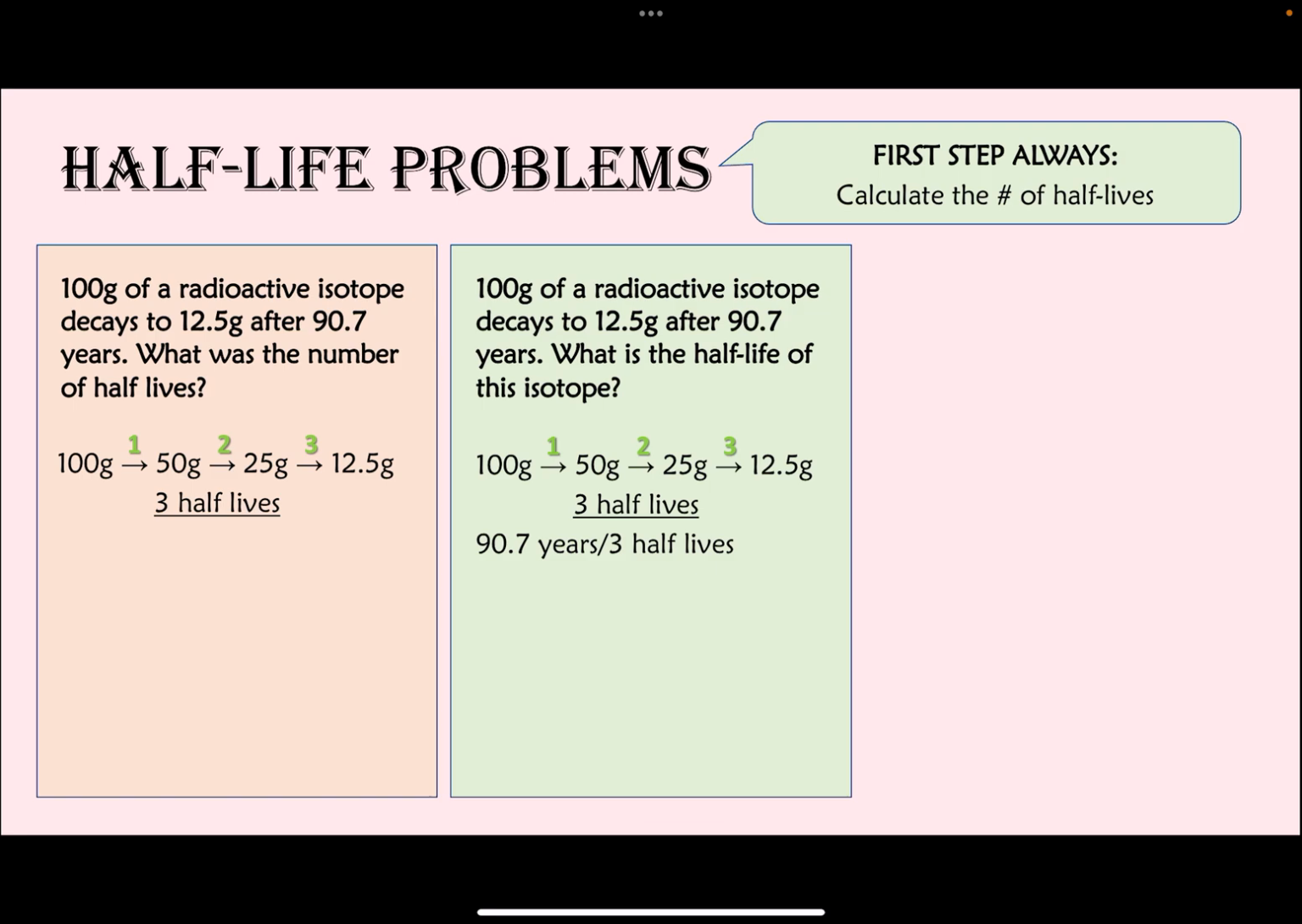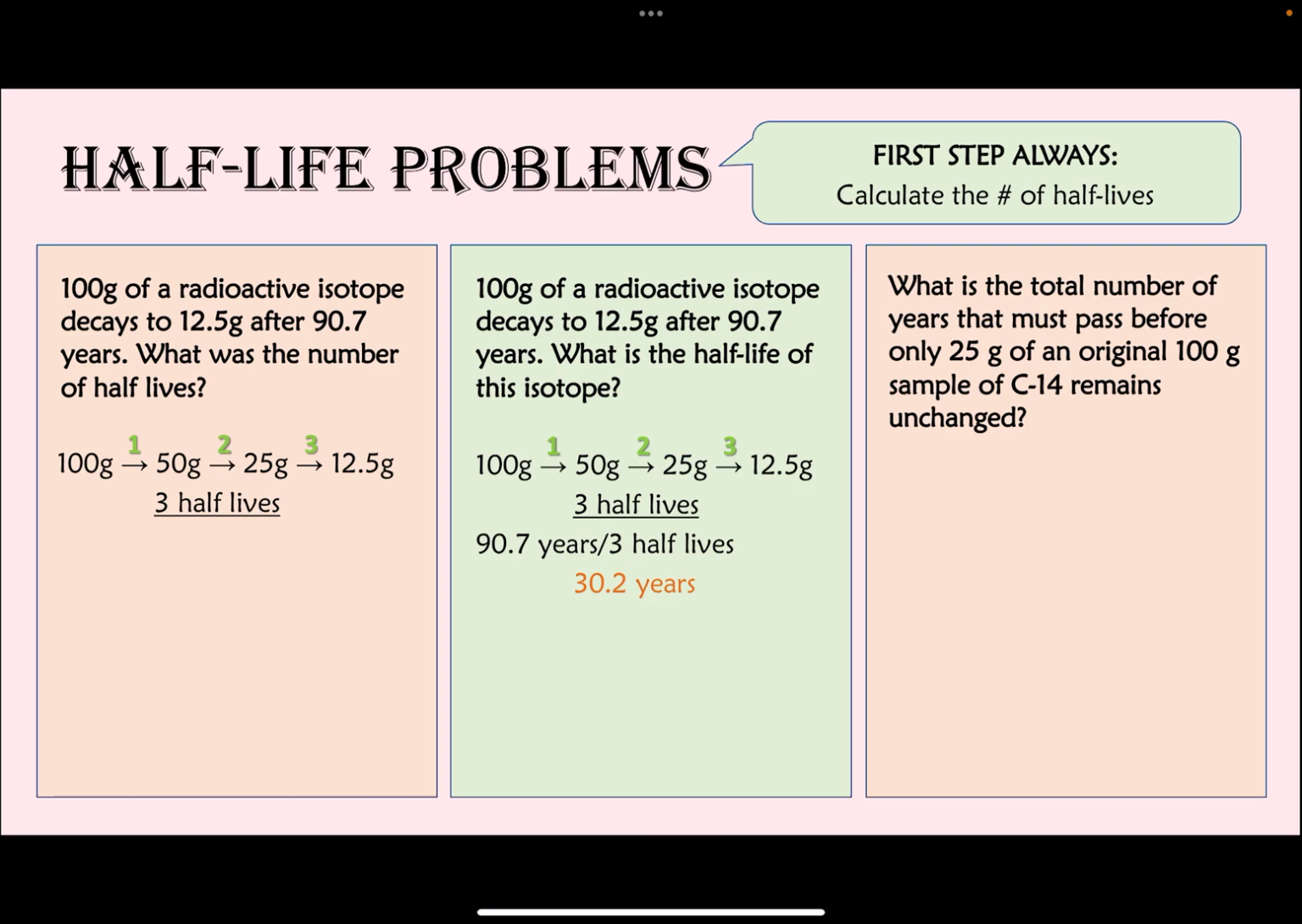So we just do 90.7 divided by 3, and that gives us 30.2 years. This is 1 half-life. All right, next up, what is the total number of years that must pass before only 25 grams of an original 100-gram sample of carbon-14 remains unchanged?